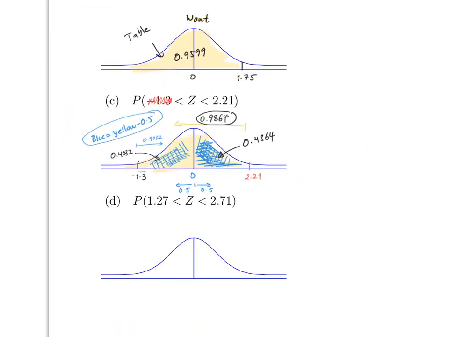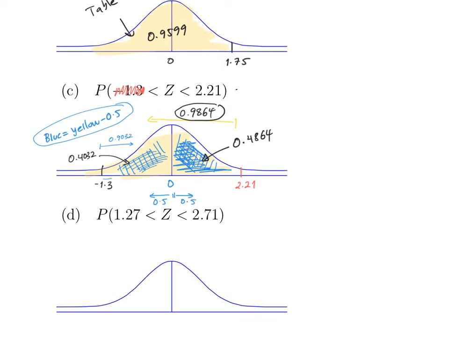So therefore what we want are the two blue areas. So let's take a wild guess. What do we have to do? Just add both of them. So this will be 0.4032 plus 0.4864, which is equal to 0.8896. And that's it. Okay.